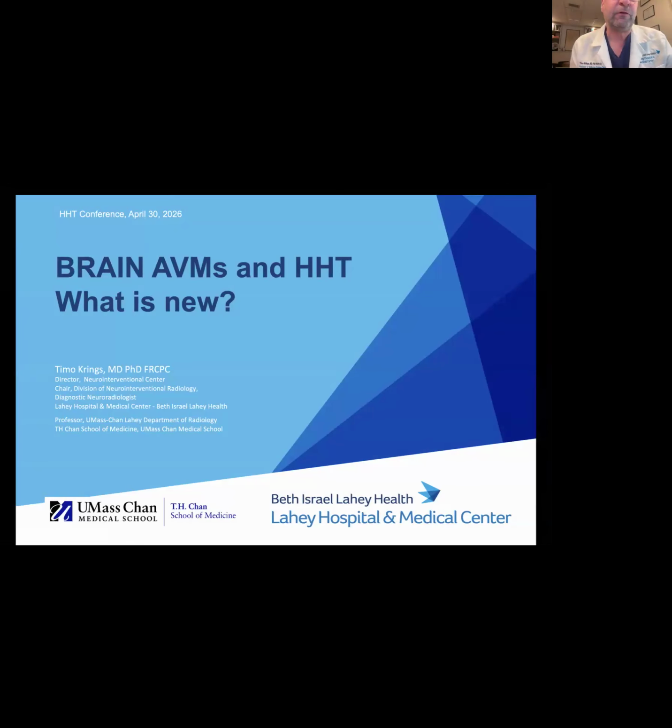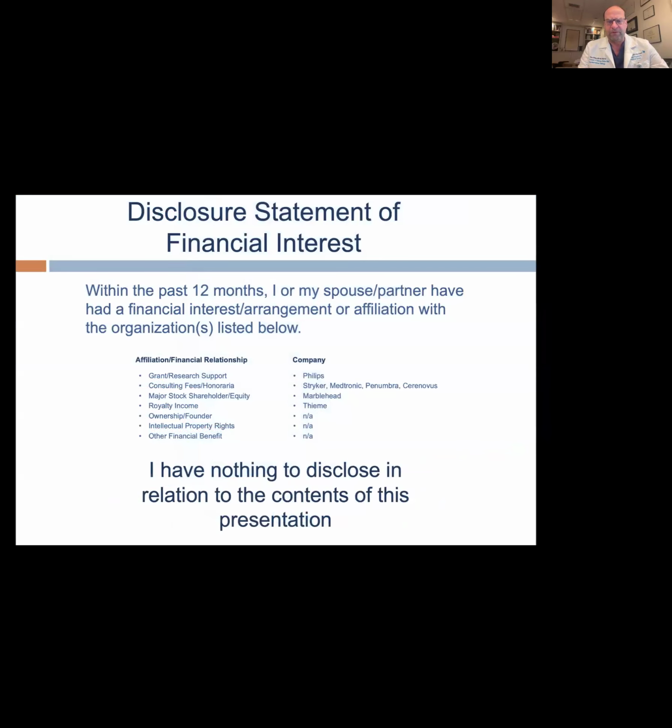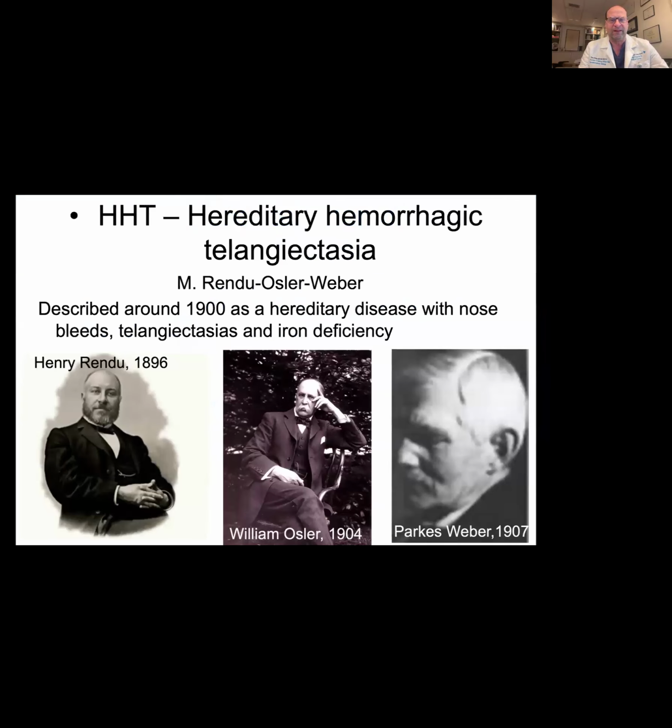Now, in my talk within the next 30 minutes or so, I want to discuss a little bit what is new when we are talking about brain AVMs associated with HHT, especially when it comes to novel imaging and novel treatment approaches. But before we go into what is new, we'll go a little bit into what the different types of brain AVMs are that we can see in patients with HHT, and why it is of importance when it comes to such things as clinical presentation, but also screening. I have nothing to disclose in relation to the contents of this presentation.